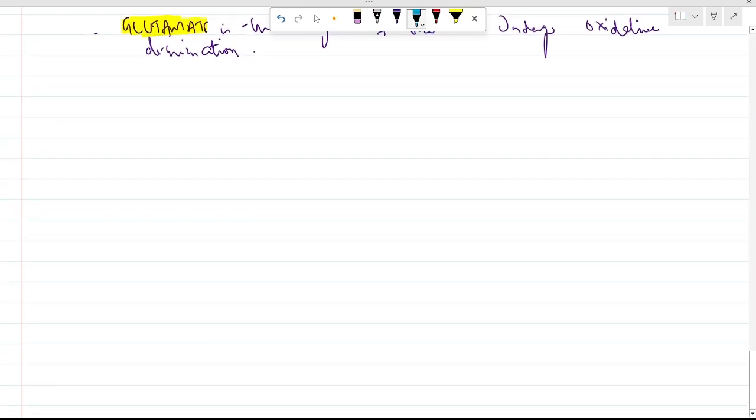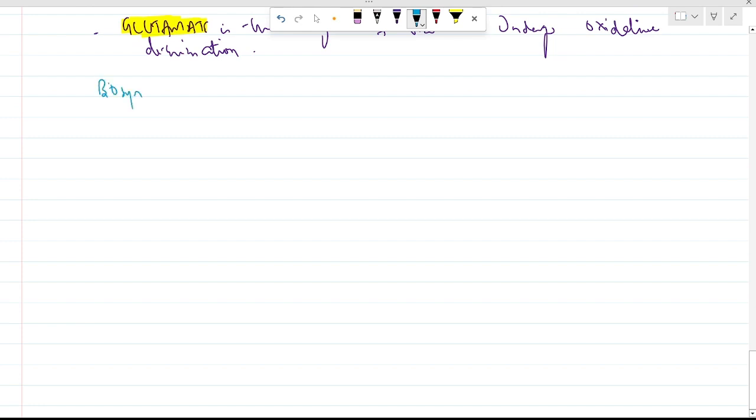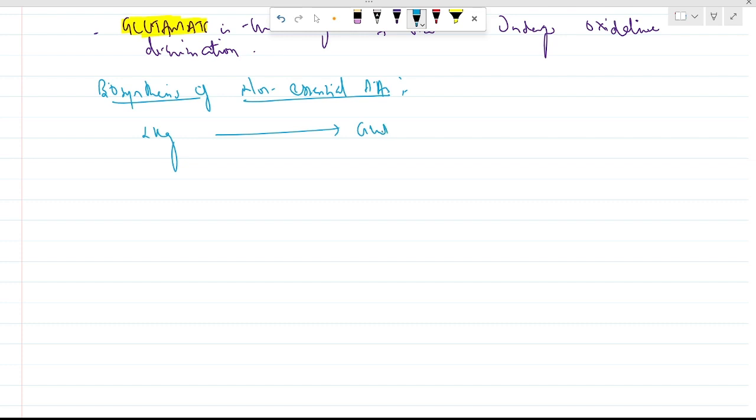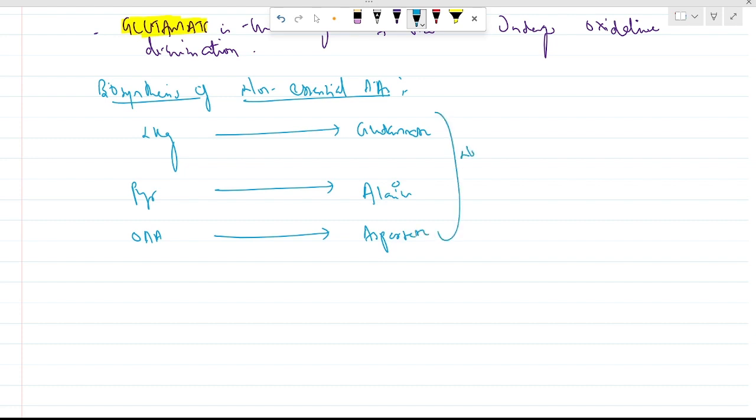Now moving on, this transamination is required for biosynthesis of non-essential amino acids. For example, alpha ketoglutarate may be converted to glutamate, we have seen this. Pyruvate can be converted to alanine. Oxaloacetate can be converted back to aspartate. These are our non-essential amino acids.